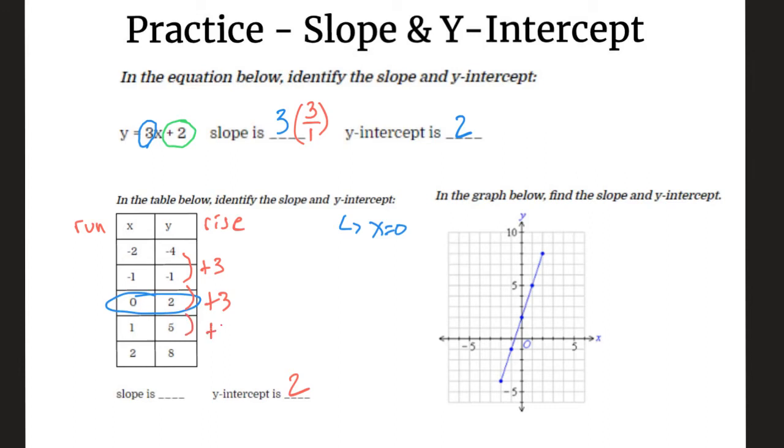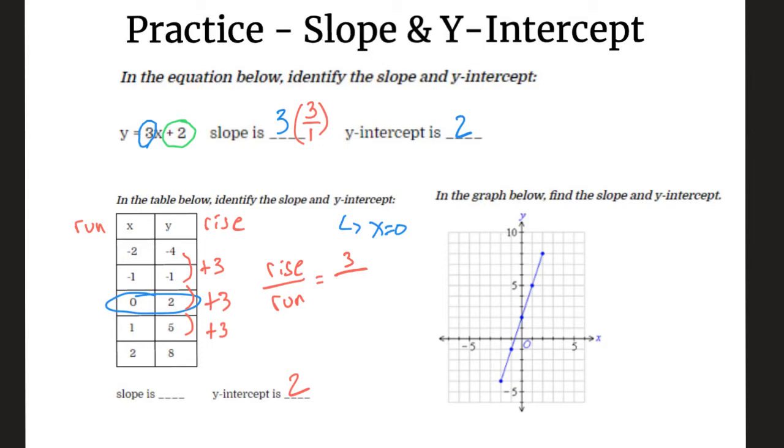So our rise at this point, now I can write my rise over run because I'm trying to find my slope here. So my rise over here is going to be +3 over, and now I want to do the same thing with my run. And again, it should be the same thing if this is a linear relationship.